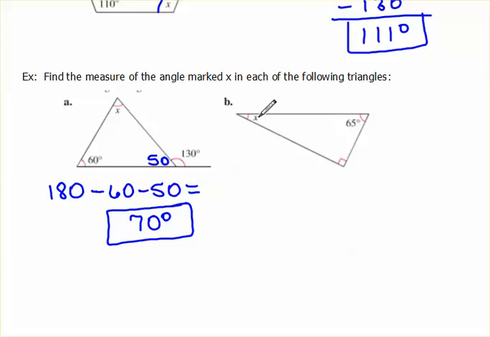Now what about for this one? Well, this one is just a lot like the first ones that we were doing. Here's our x, and we were given a 65-degree angle and also a 90-degree angle. So what do we know about the interior angles of a triangle? They have to add up to be 180. So 180 minus 90 minus 65 is going to end up with a 25-degree angle.